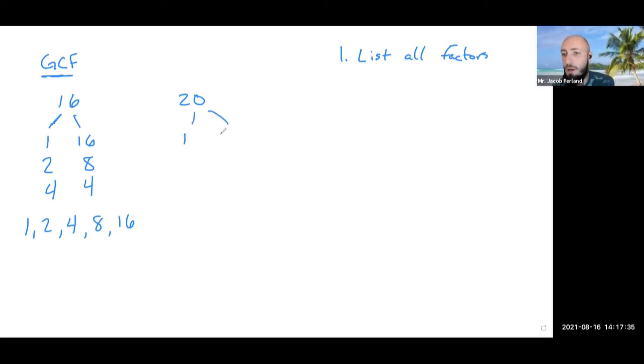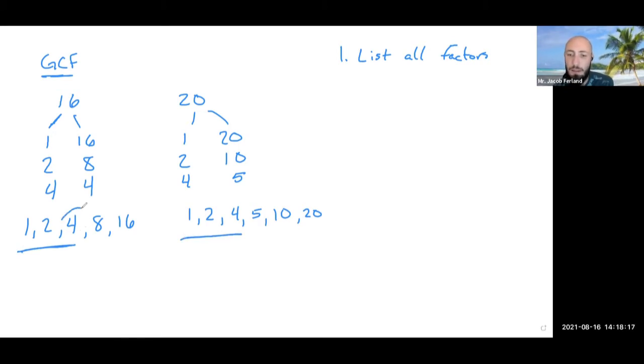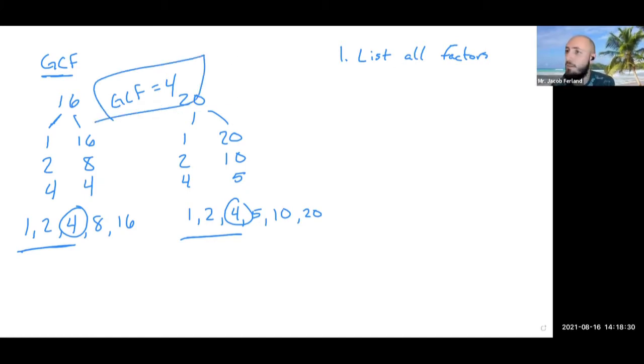So we know, again, 1 times 20 is 20. Every number will always have factors of 1 and itself. 2 times 10 equals 20. 4 times 5 equals 20. So our factors of 20 are 1, 2, 4, 5, 10, and 20. So looking at these side by side, we can easily see that our common factors are 1, 2, and 4, and our greatest common factor is 4. So we know that our GCF of 16 and 20 equals 4. So that's one way we can find the greatest common factor, by listing all the factors and choosing the biggest one that they both have in common.